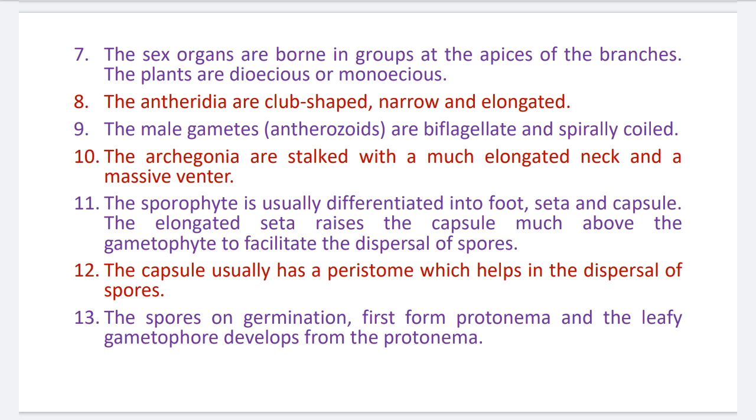Number 8. The antheridia are club-shaped, narrow and elongated structures. Then number 9. The male gametes are called antherozoids as well as spermatozoids. They are biflagellate and spirally coiled. In bryophytes the sperms are biflagellate, but here in Bryopsida they are not simple, they are coiled.